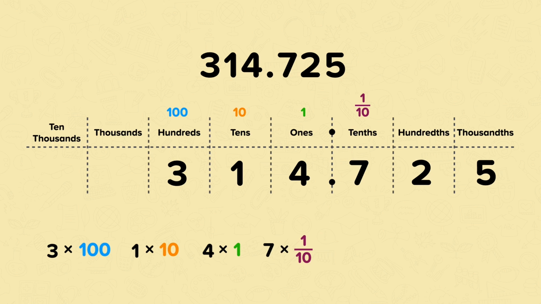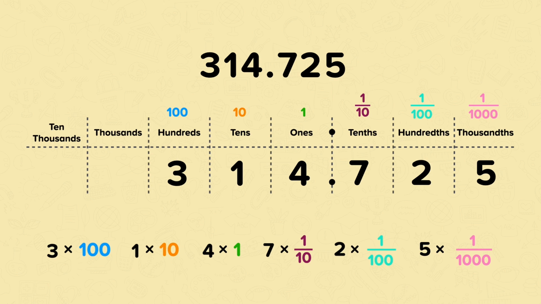Moving on to the next column, 100 can be written as a fraction like this. And we have a 2 in that column, and so the value of this column is given by 2 times 1/100th. And finally, in the thousandth column, 1,000th could be written like this, and there is a 5 in this column. So this means our calculation would be 5 times 1/1000th.